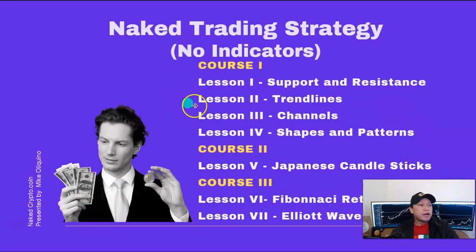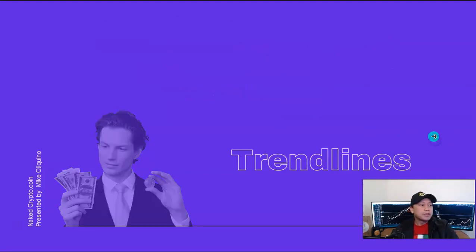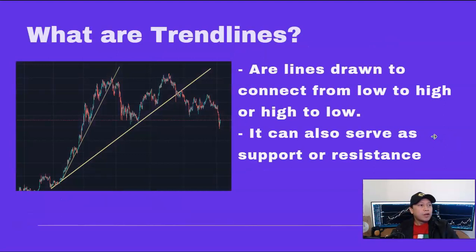So we are now on lesson 2, which is trend lines. So what are trend lines? Trend lines are lines drawn to connect from low to high or high to low. They also serve as support and resistance.